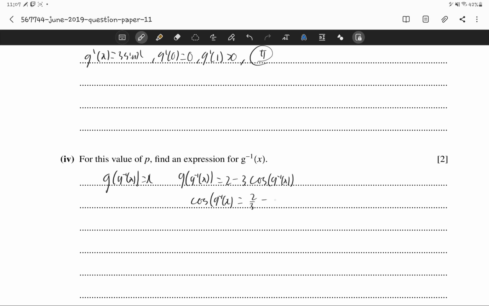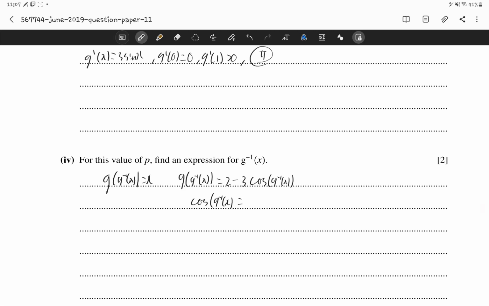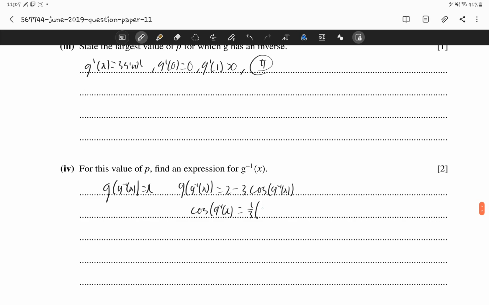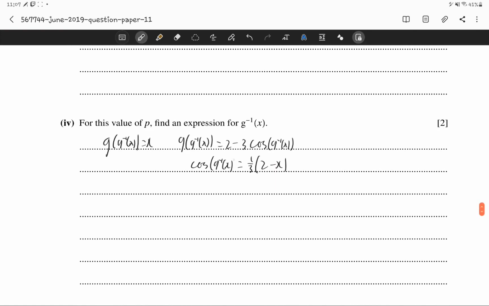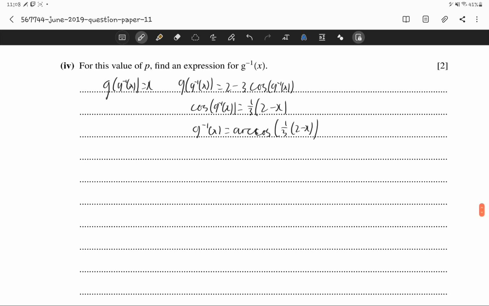2/3 minus this. No, let's just, 1/3. This is 2 minus x, right? Yeah. I'm pretty sure the inverse function of cosine is called arc cosine, right? So the inverse function of g is arc cosine of 1/3 of 2 minus x. I think that's right.